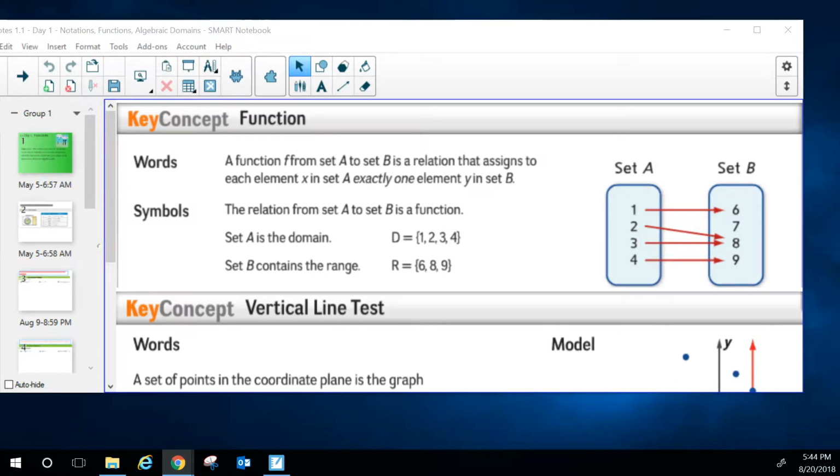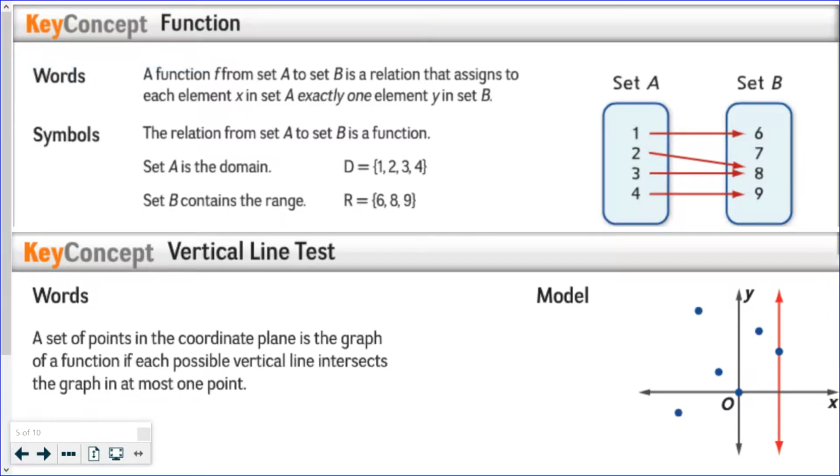Hi guys, 1.1 day 1. This is the video on identifying whether a relation is a function. So we've got a couple of key concepts here.